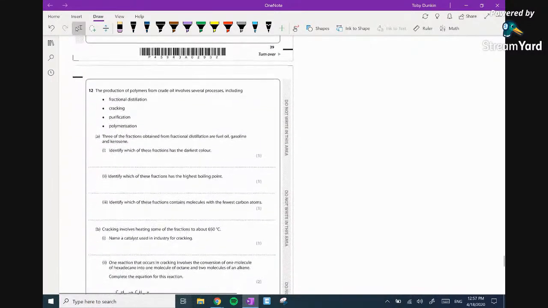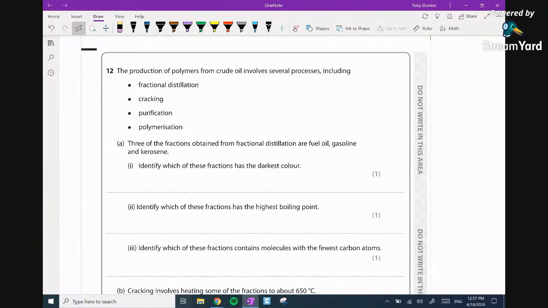Next. Right, I think this is the last question, folks. We're nearly there. It's taken an hour to do it. The last few questions have been tough.